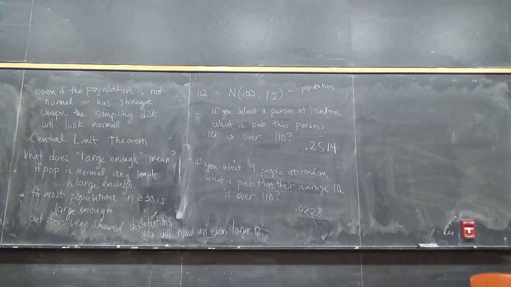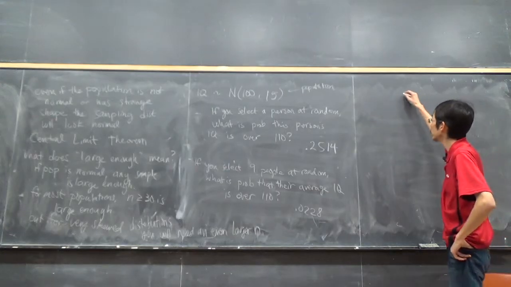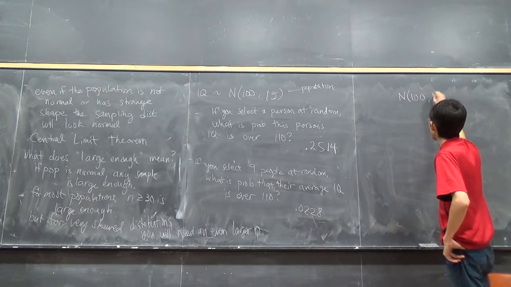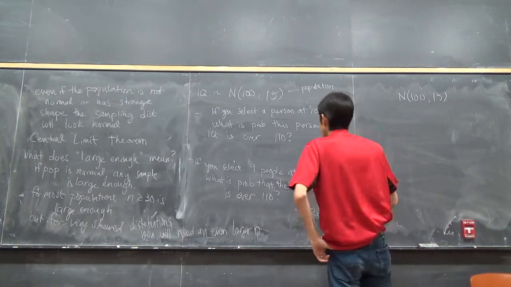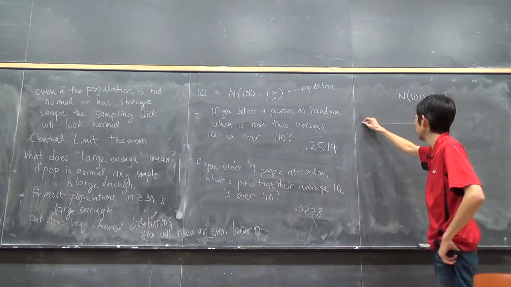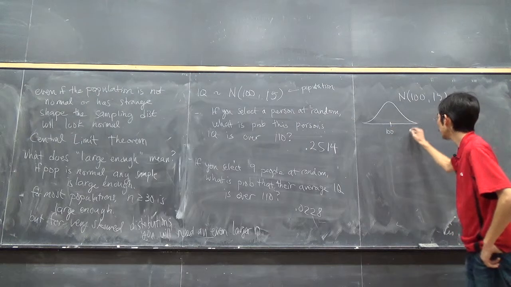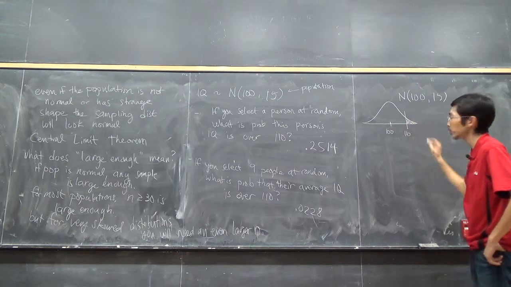Okay. Well, I know some of you are still working, but let's go over this. Here, this first question is just a normal model problem. We've got IQs coming from a normal distribution with mean 100, standard deviation 15, and I'm asking, what is the probability that someone has an IQ over 110? So I've got a normal model centered at 100. I'm drawing a cutoff line at 110, and I want to know how much is shaded over here.